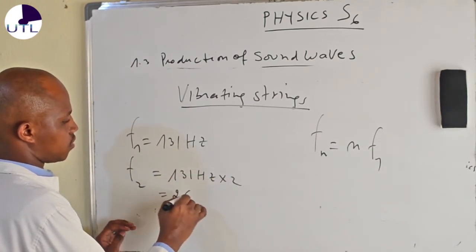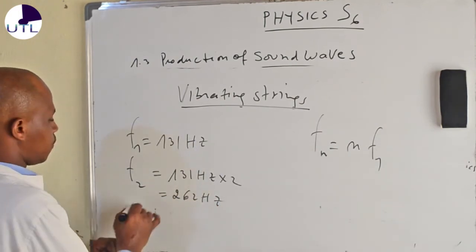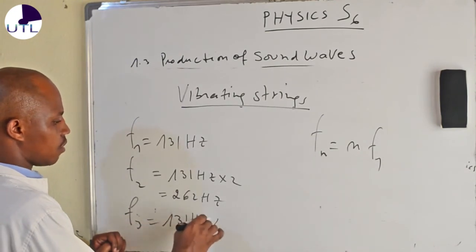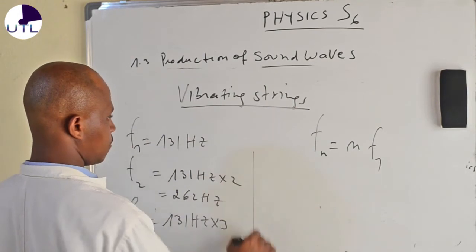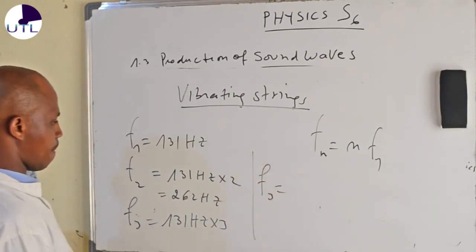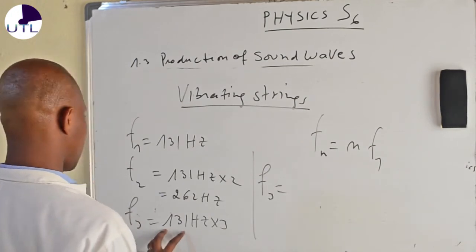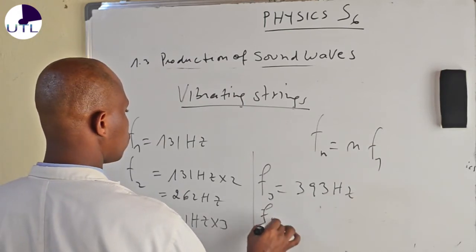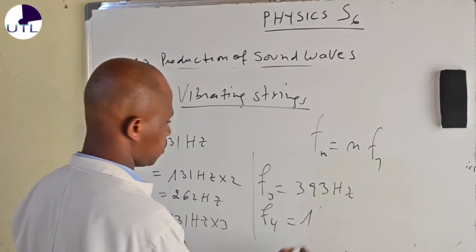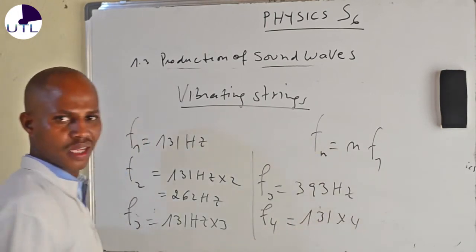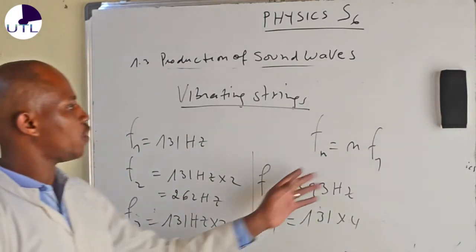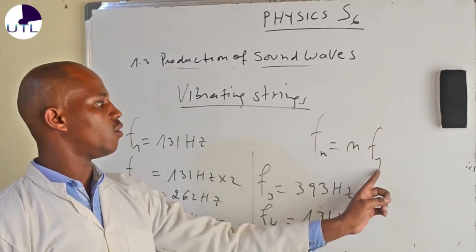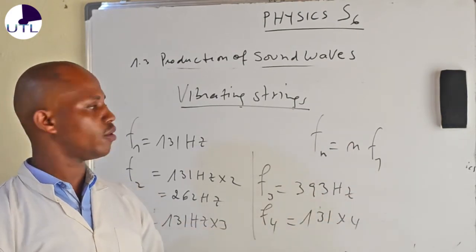That is 262 hertz. F3 will be equal to 131 hertz times 3. So F3 will be equal to 393 hertz. So F4 will be equal to 131 times 4. Don't you see that's very simple? Just know the formula. If I know the general formula, and I know this is the first harmonic, the fundamental frequency, it is very simple.